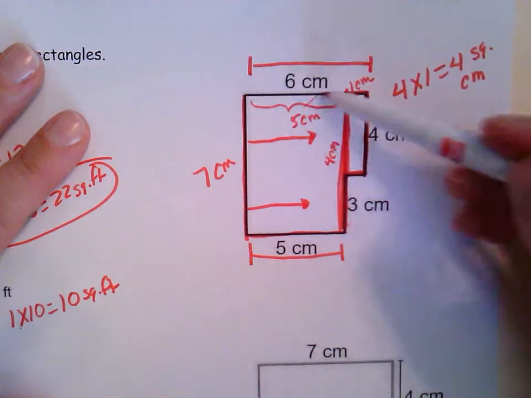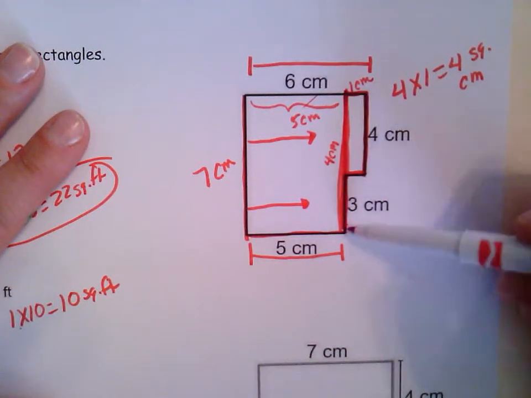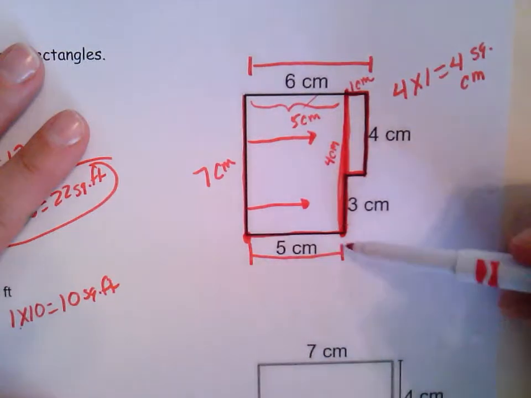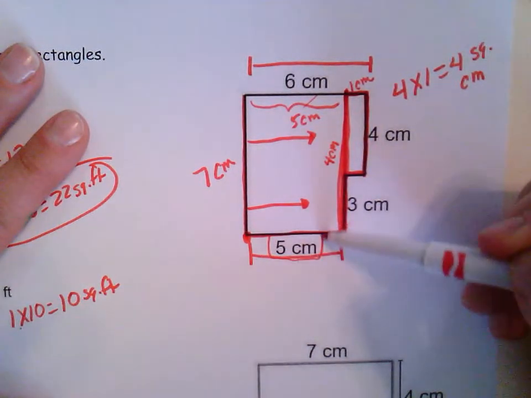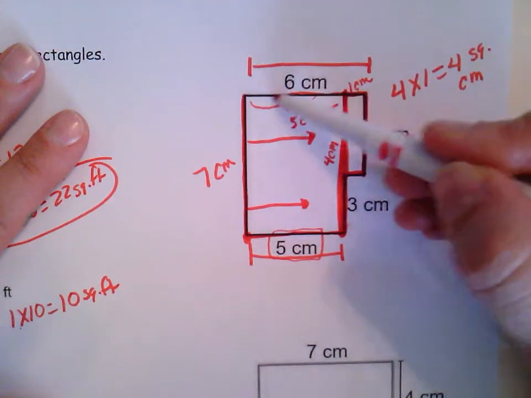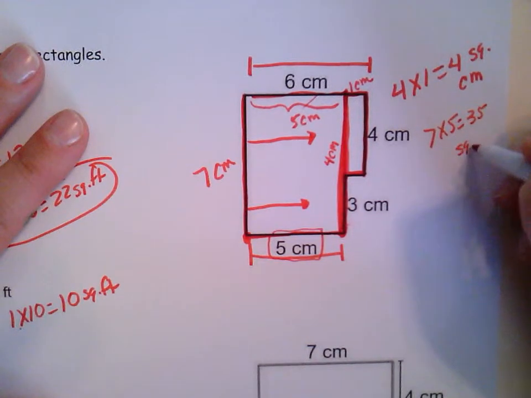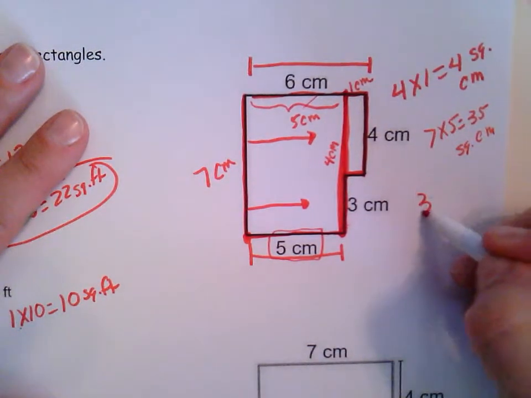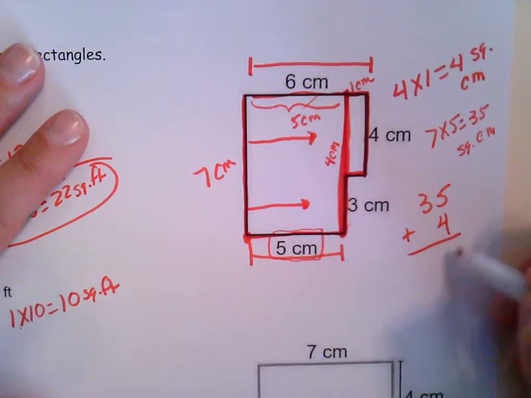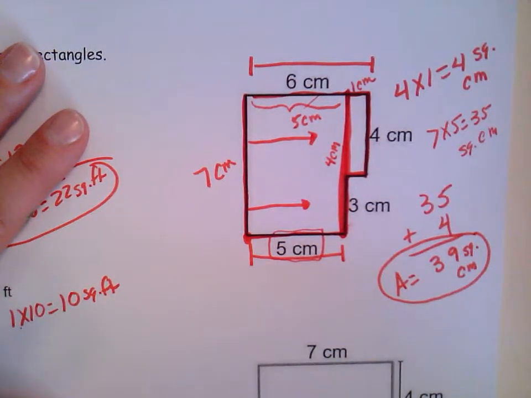Well, the 6 is for this entire chunk, but I don't want the entire thing since I've broken it up. I only want up to these 2 points. So that tells me I need to use the 5. So the 7 down here and the 5 brings me up to here. 7 times 5 is 35 square centimeters. And my final step is to add 35 plus 4, which will give me 39 square centimeters. A equals 39 square centimeters.